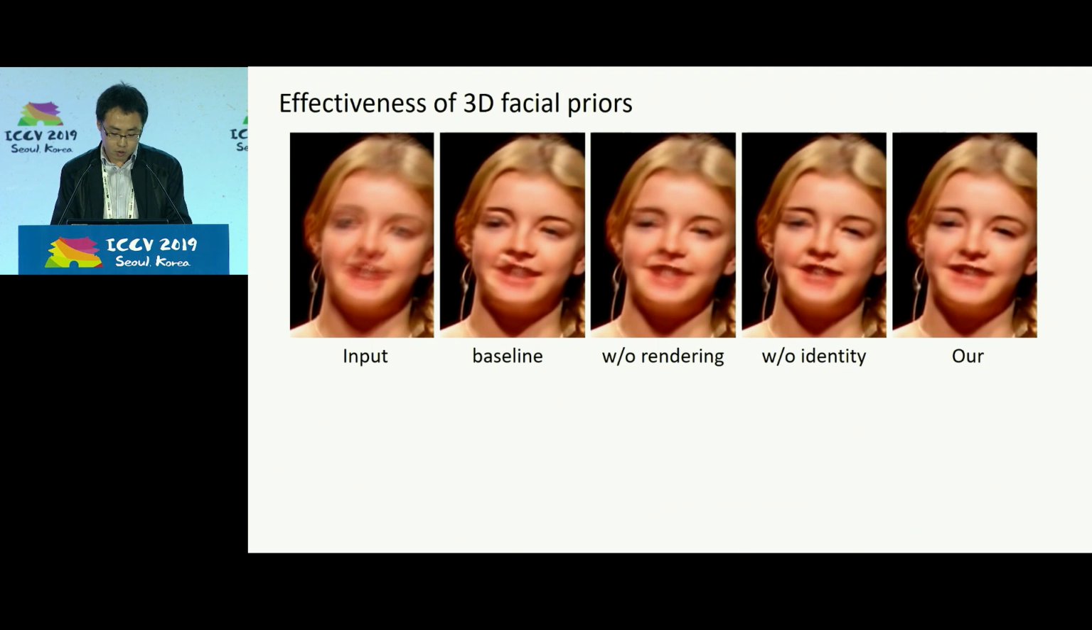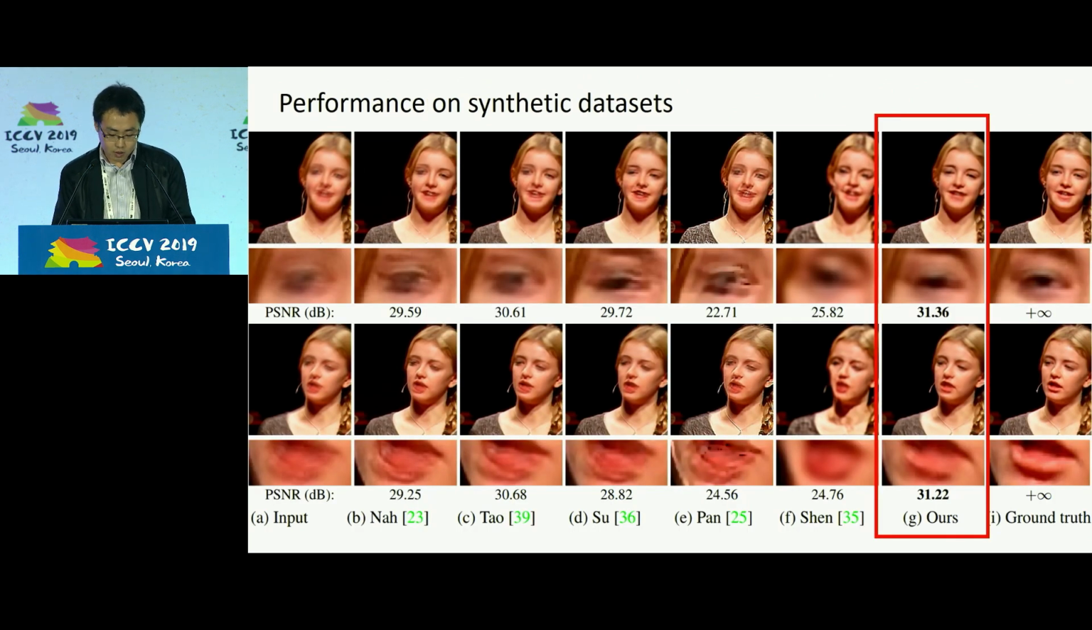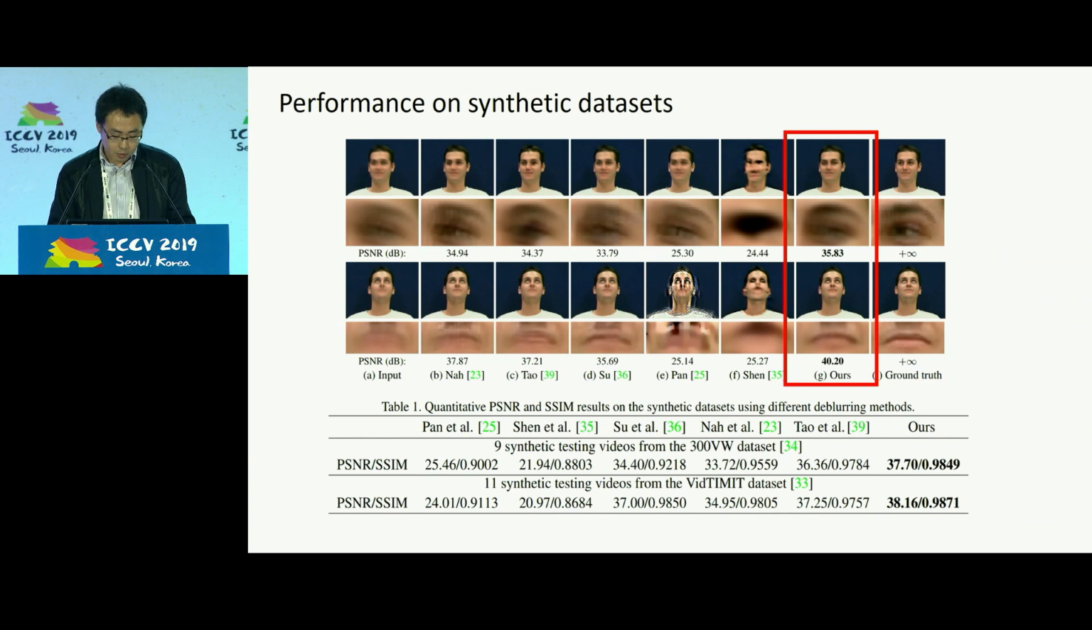Now, we evaluate the proposed face video deblurring method. We first conduct an ablation study on synthetic videos using the 300VW dataset. As shown, the baseline method without using the 3D prior tends to generate some artifacts. By adding the 3D prior, the result exhibits clearer and sharper facial structures. The quantitative results in terms of PSNR, SSIM, and identity similarity also demonstrate the effectiveness of our 3D facial prior. These are quantitative results on the synthetic videos. Our method performs better than other deblurring approaches. Similar results can be found on blurred videos synthesized from another face video dataset.